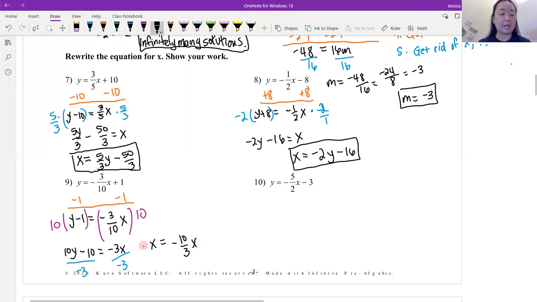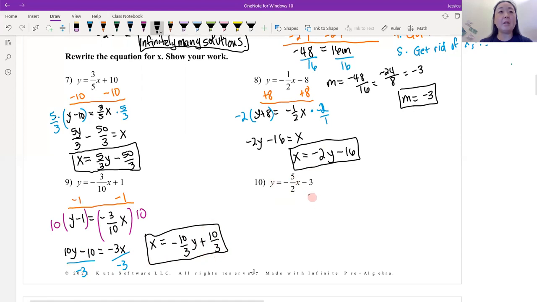X, nope, just kidding, not x. I meant y. And then negative 10 divided by negative 3, it's going to be positive 10 over 3. And please leave this in improper fraction. We're just going to leave it like that. Okay. That's what you can do.